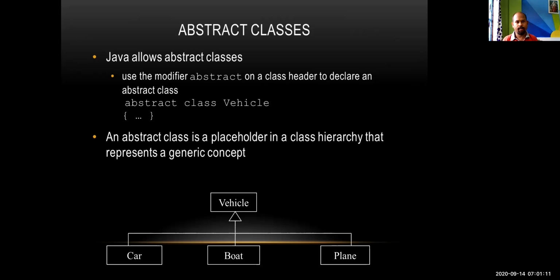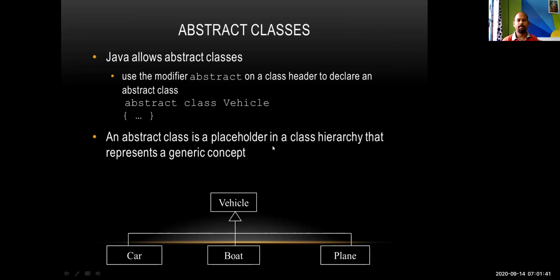It's abstract classes. Java allows abstract classes. This is a special access modifier, which is always written before the class definition. Suppose there is a class vehicle. Before that, if we write abstract, automatically it will be an abstract class.